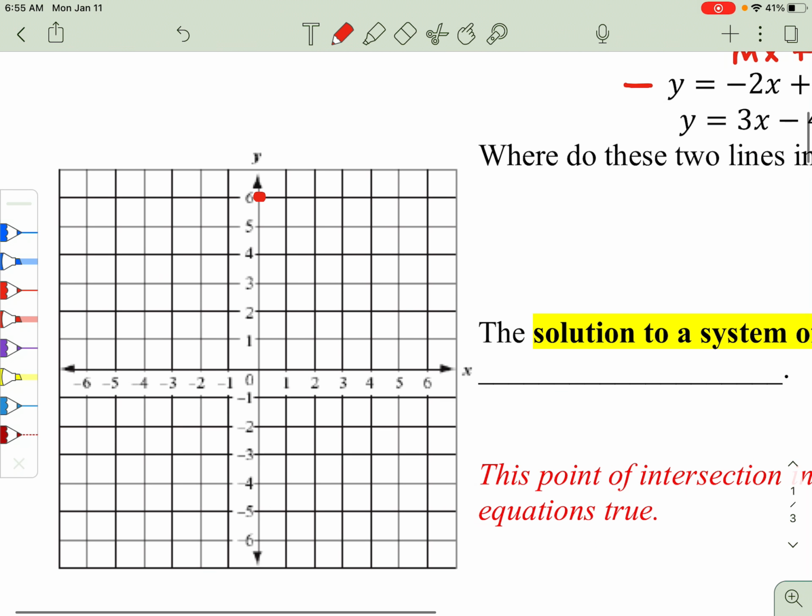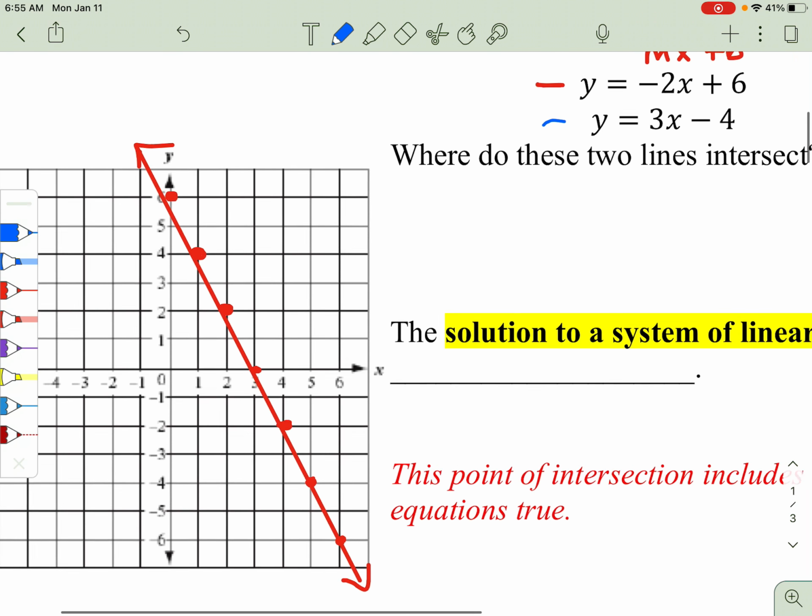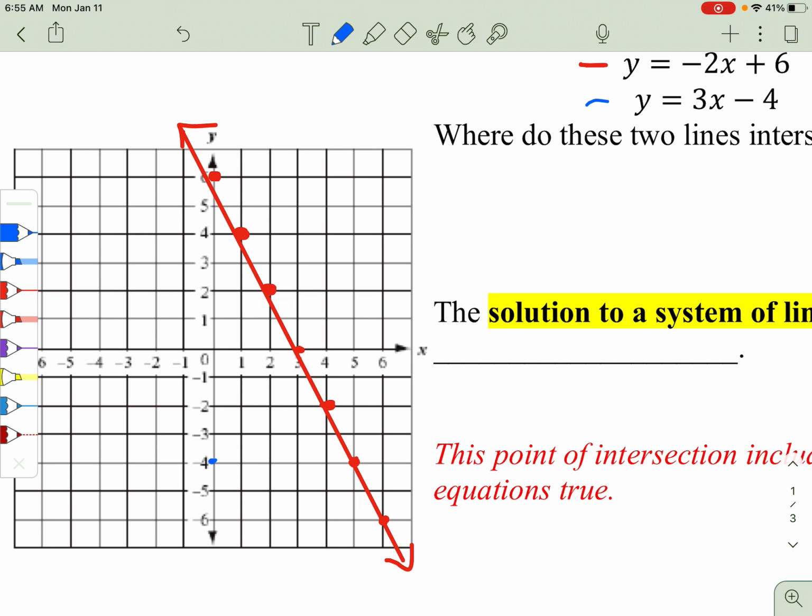Okay, and it goes down 2 over 1. It's a negative 2 slope. Okay. Looks like that. And then for our blue graph, it starts at negative 4 and it goes up 3 over 1. Up 1, 2, 3 over 1, and so on.